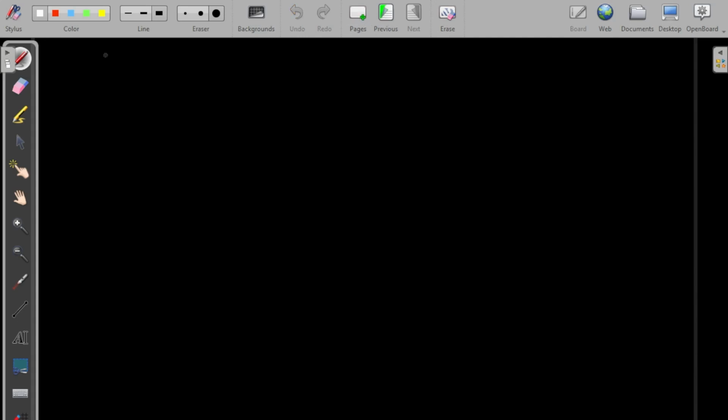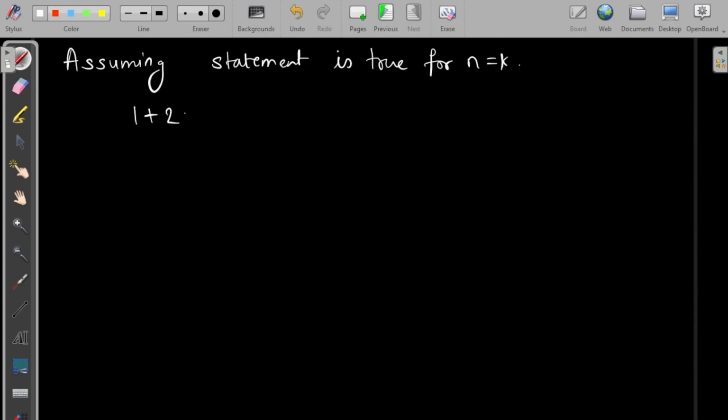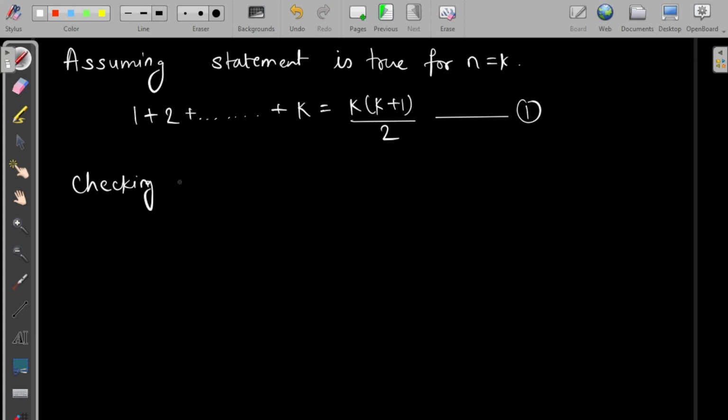The next step, the induction step. Let's assume that the statement is true for n equals to k, which means that we are now stating 1 plus 2 plus 3 and so on up to k is equal to k into k plus 1 by 2. Let's mark it as equation 1. Now using this result, we have to prove that it is true for n equals to k plus 1 as well. So now checking for n equals to k plus 1, whether the statement is true or not.